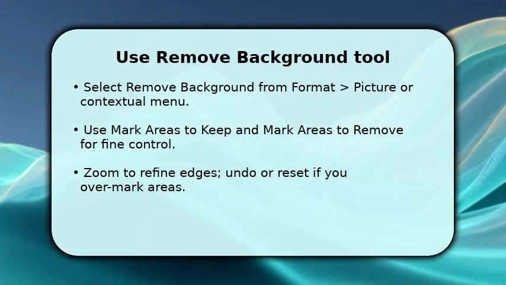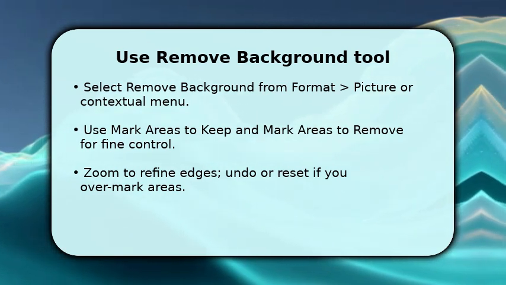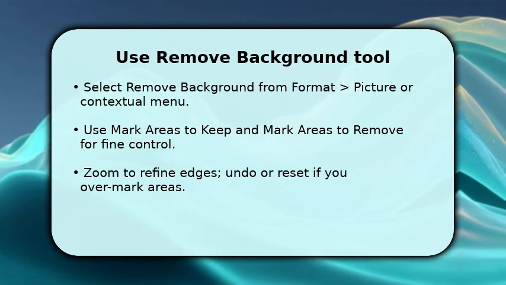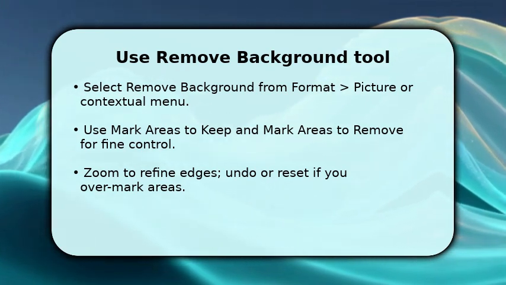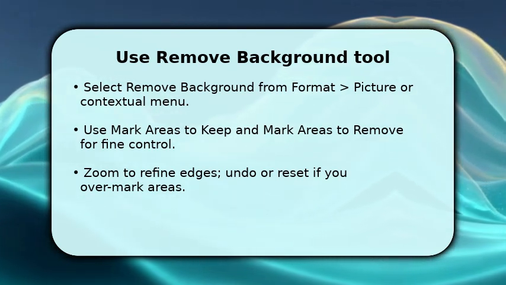Tap Remove Background and let Word run its automatic pass. You will see a purple mask over removed regions. If the result misses sections, choose Mark Areas to keep and tap Problematic Spots. If it removes too much, use Mark Areas to remove.